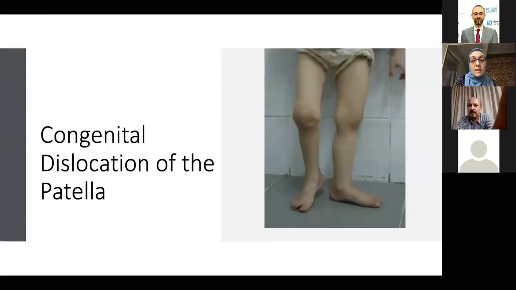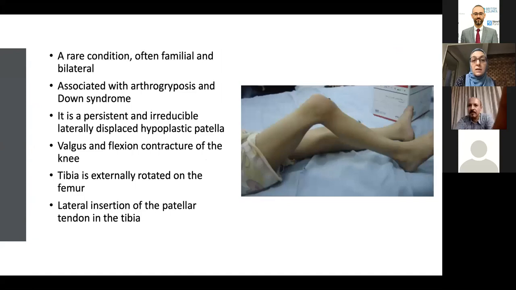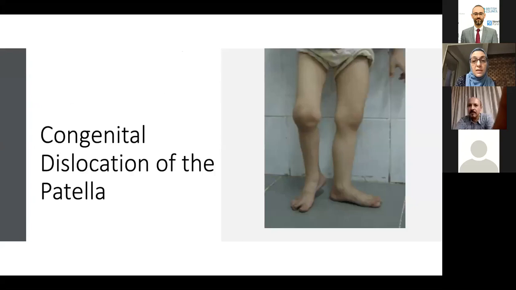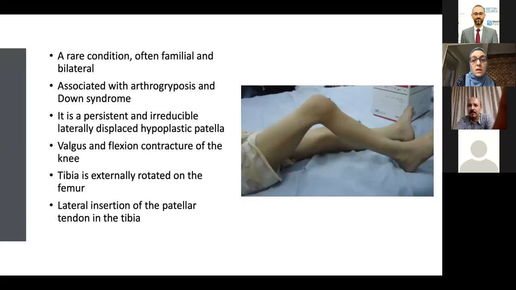The second entity is congenital dislocation of the patella. It's a difficult thing to diagnose because, first of all, it's very rare, but it happens, sometimes familial, sometimes bilateral, mostly bilateral. This case has unilateral congenital dislocation of the patella. As you can see, the other limb is totally normal. The right side has an abnormal flexion deformity.